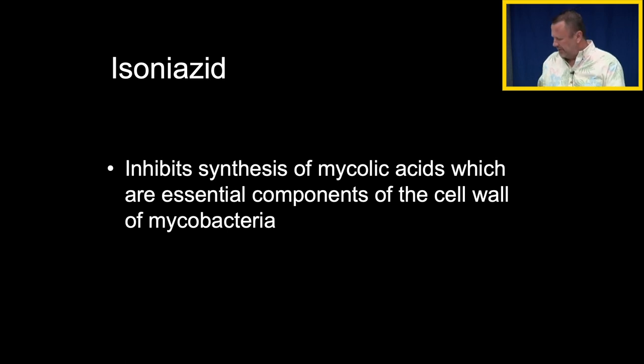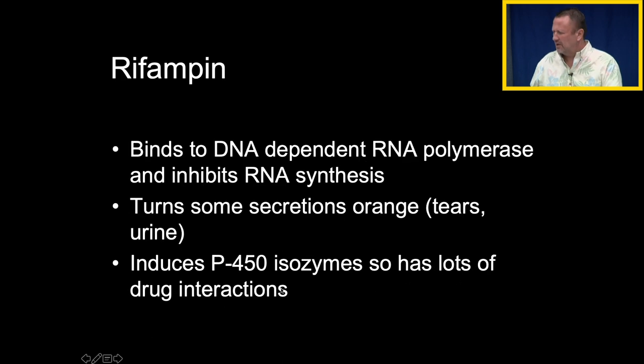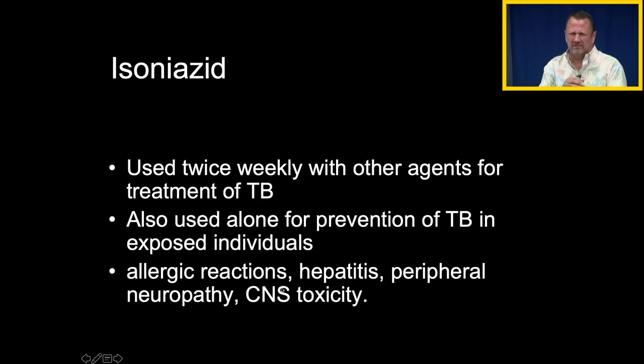Isoniazid is a first-line treatment for tuberculosis. What I want you to remember about isoniazid is this right here: it causes peripheral neuropathy. It causes paresthesias and changes in their nerves, the changes in how they can sense and how they feel. And so that's what the peripheral neuropathy is. It causes problems with their nerves and can be toxic to the central nervous system. That's what you want to know about isoniazid.